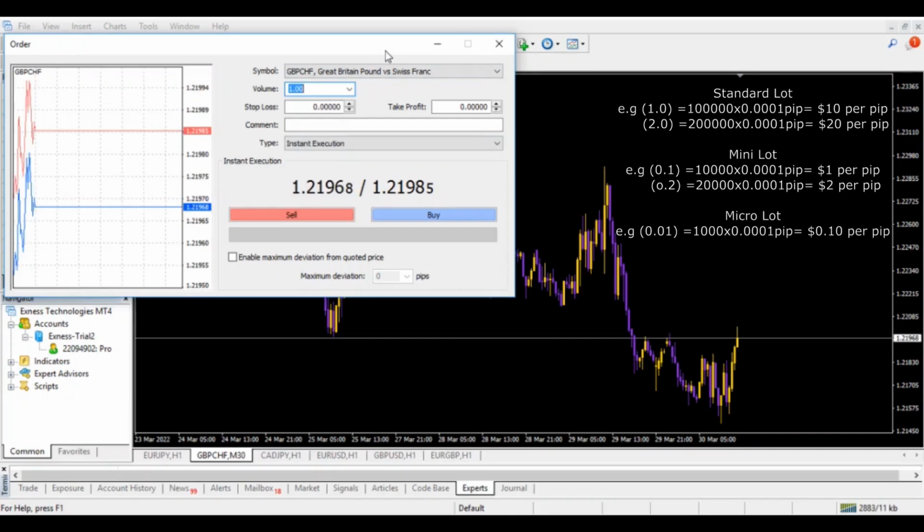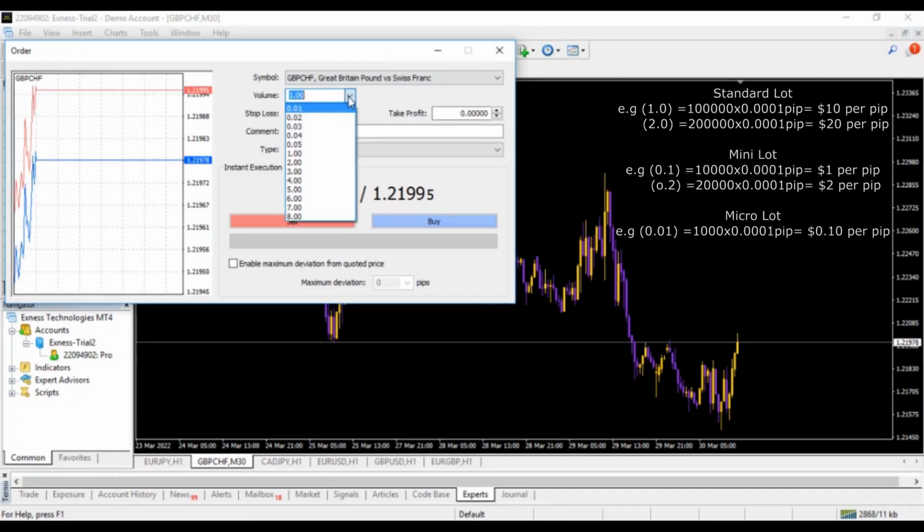As we learned from the beginner lessons, 1.0 means one standard lot size, which represents 100,000 units. So if you choose this one standard lot size, that means every pip that you make or you lose is going to be multiplied by 100,000, and the value will be converted into your trading currency and added onto your account. With that said, 2.0 represents the 2 standard lot, which is 200,000 units.